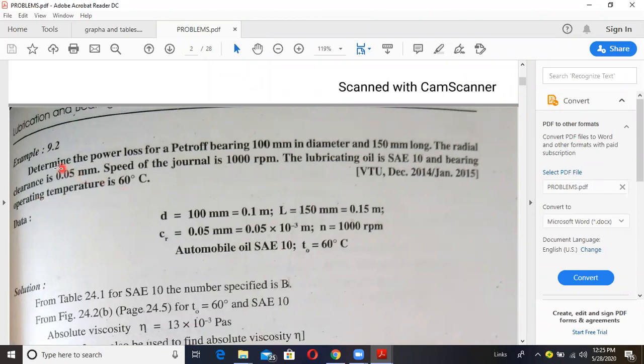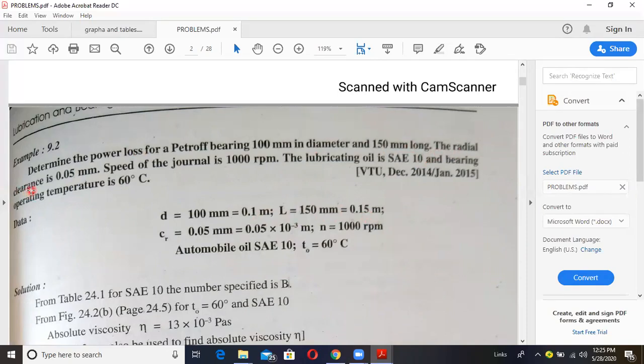Here they told that determine the power loss for a Petrov's bearing. So we have to calculate how much loss there is in the power. In order to calculate this, they have given some specification of the bearing. They told that the bearing having 100 mm in diameter, so small d is equal to 100 mm, and 150 mm in length, L is equal to 150. Convert everything in meters.